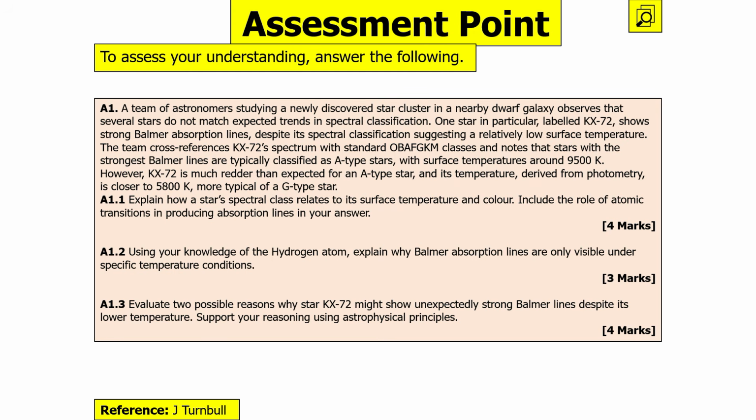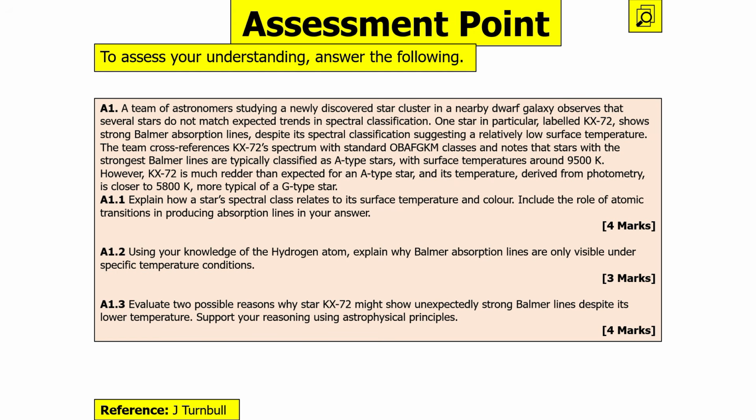A team of astronomers are studying a newly discovered star cluster in a nearby dwarf galaxy, and they observe that several stars do not match expected trends in spectral classification. One star in particular, KX72, shows strong Balmer absorption lines despite the spectral classification suggesting a relatively low surface temperature. The team cross-references the spectrum with the standard OBAFGKM class and notes that the stars with the strongest Balmer lines are typically classified as A-type stars with a surface temperature of 9,500 Kelvin. However, KX72 is much redder than expected for an A-type star, and its temperature-derived photometry is closer to 5,800 Kelvin, more typical of a G-type star.